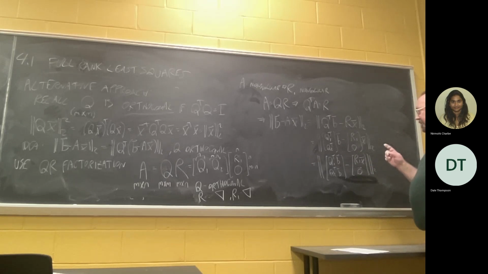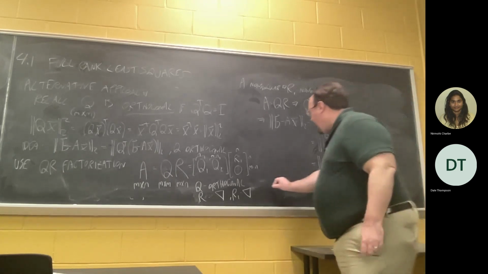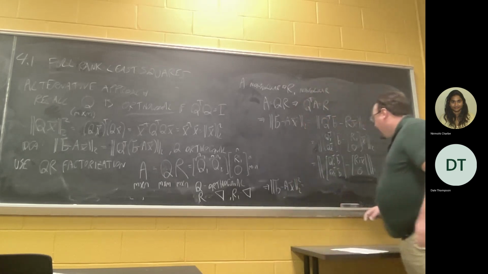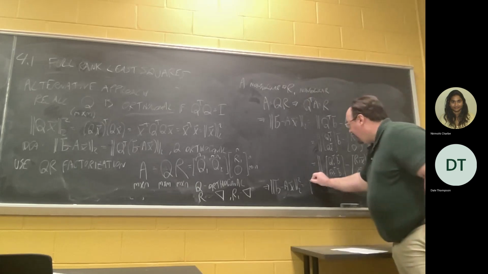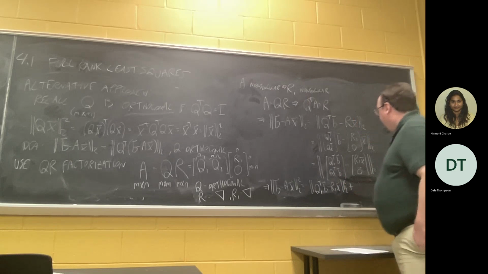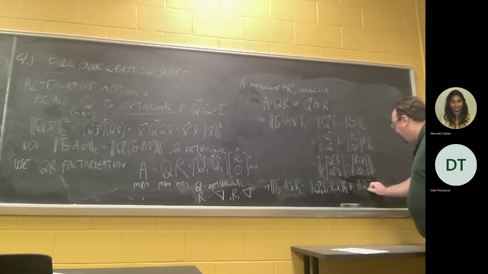Now, when you take the 2 norm of a vector that's broken down into 2 portions like this, really what you're doing is taking the sum of squares of these components plus the sum of squares of these components. So you add all of them up, and then take the square root of that. So if I look at the 2 norm squared, that's going to be equal to the 2 norm of the top part squared, Q1 transpose B minus R1X, 2 norm squared, plus the bottom part, which is just Q2 transpose B, 2 norm squared.